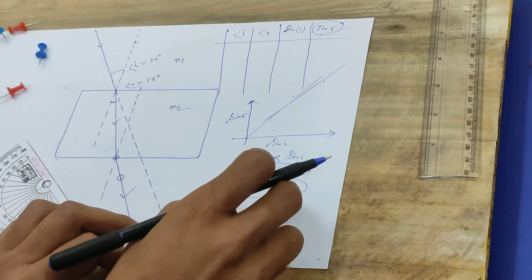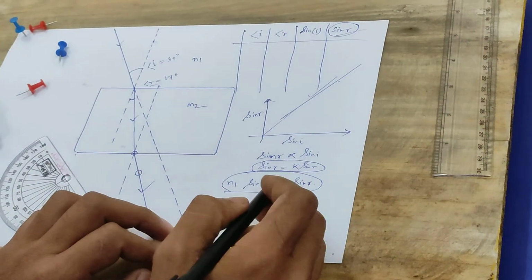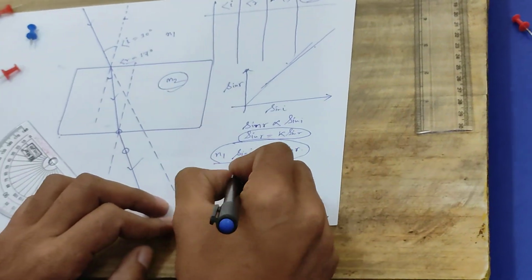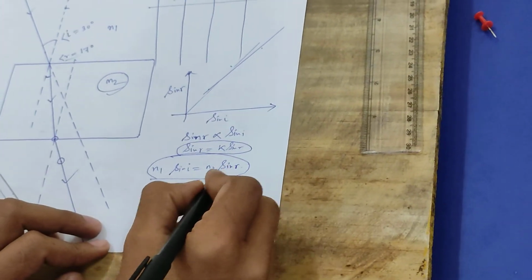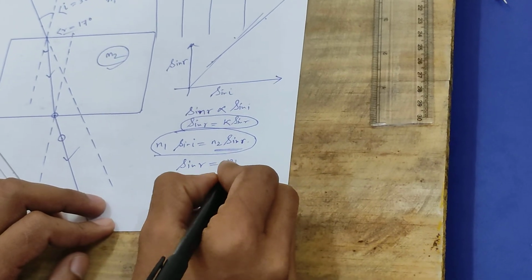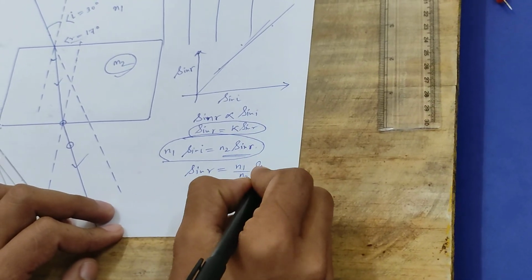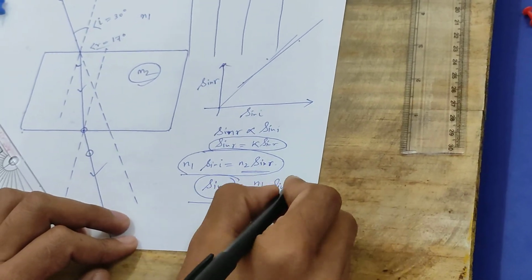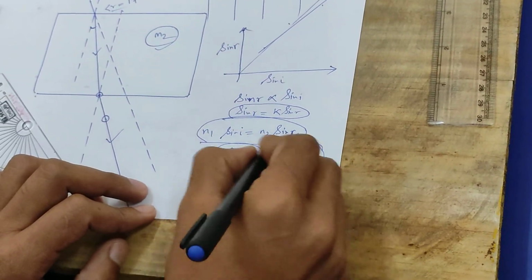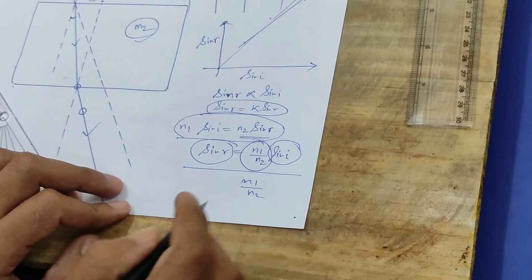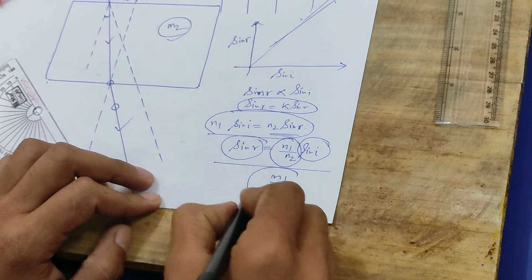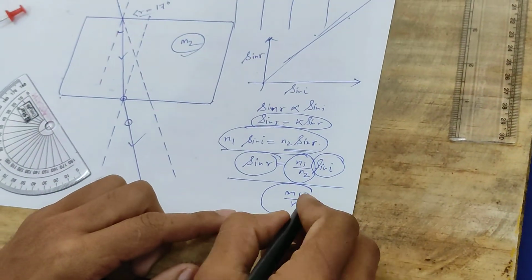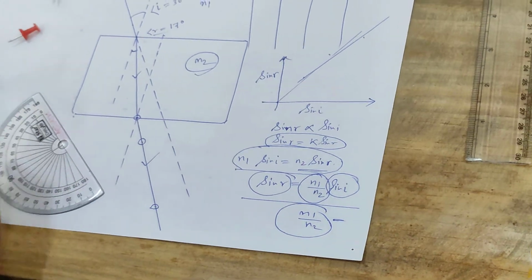And from the equation of this graph, you can find out the refractive index of this material. Okay, so let's say from this equation I can write sine r is equal to n1 by n2 into sine i. Okay, so the slope of sine r versus sine i will be n1 by n2. So your slope is n1 by n2. Okay, so from this slope you can find out the refractive index of this material.